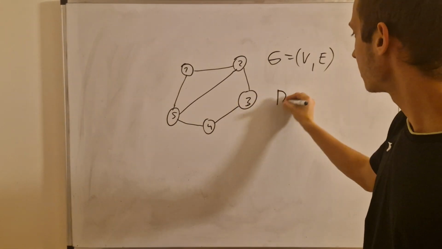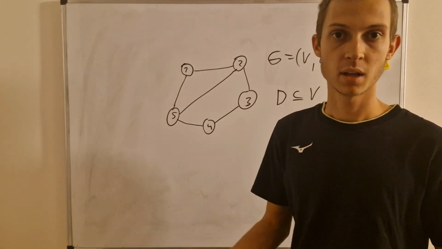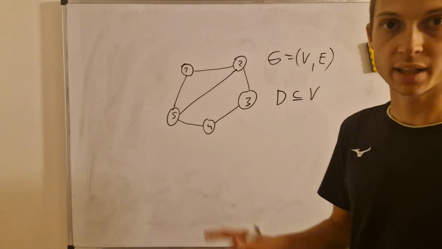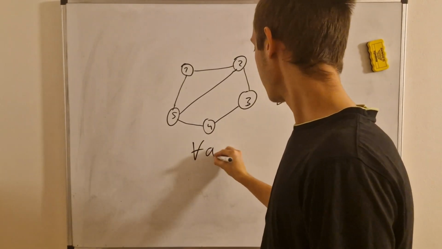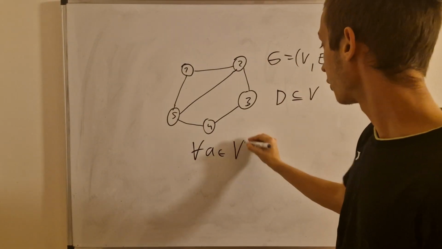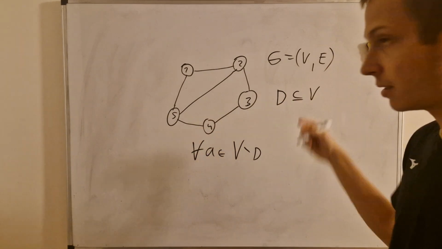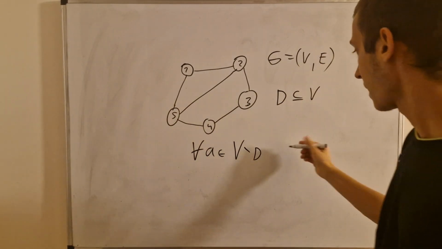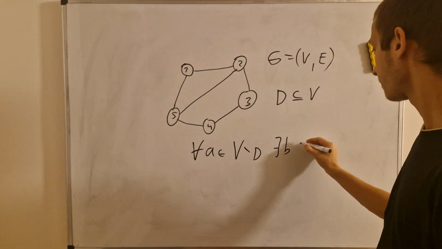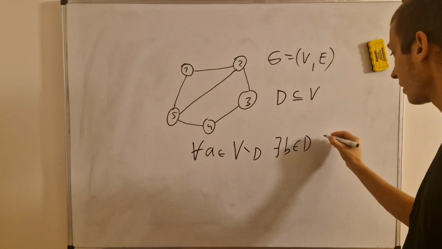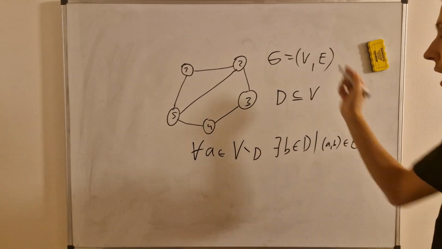And the dominating set usually is denoted D, and it is a subset of the vertex set. But it's not just any subset, it has some particular conditions. So I'm going to write them first and then quickly explain what they mean. Basically, for any A inside the vertex set V of this whole graph G, with the elements of the dominating set D removed, there will exist some vertex B inside D, inside the dominating set, such that A and B are next to each other. They are an edge, one of the edges of the graph.